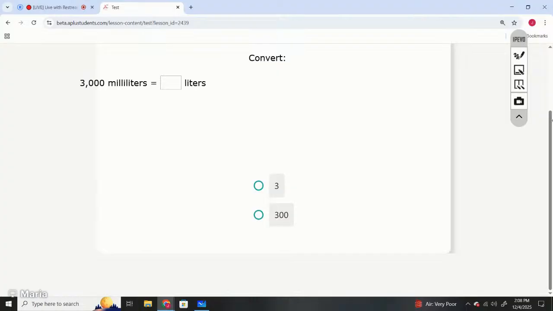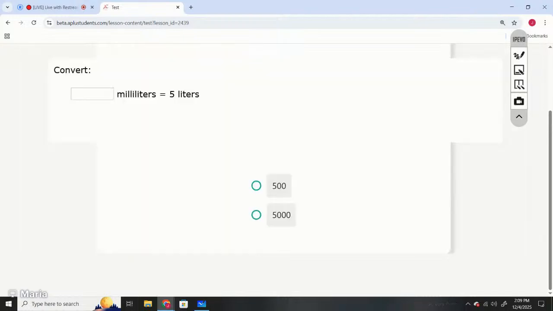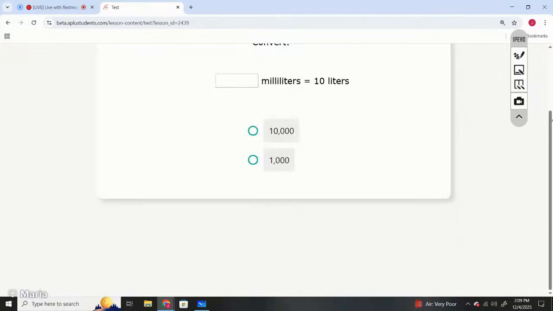3000 milliliters equal how many liters? 3000 milliliters equal 3 liters. Option number one is the correct option. 5 liters equal how many milliliters? 5 liters equal 5000 milliliters. Option number 2 is the correct option.